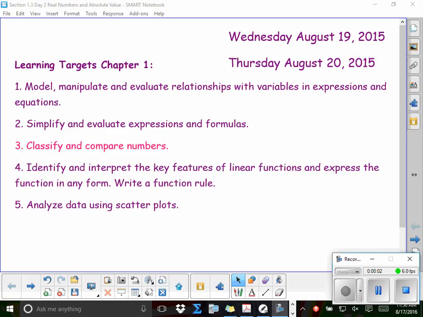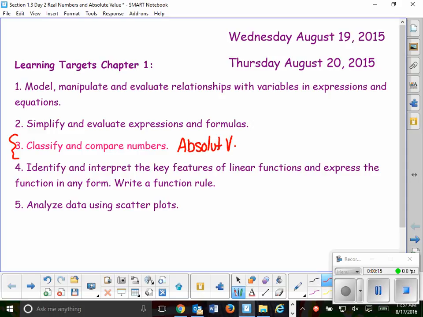Right, welcome back for the second half of section 1.3. So we are working on learning target 3, which is classifying and comparing numbers. And actually what we'll be working on today is absolute value.